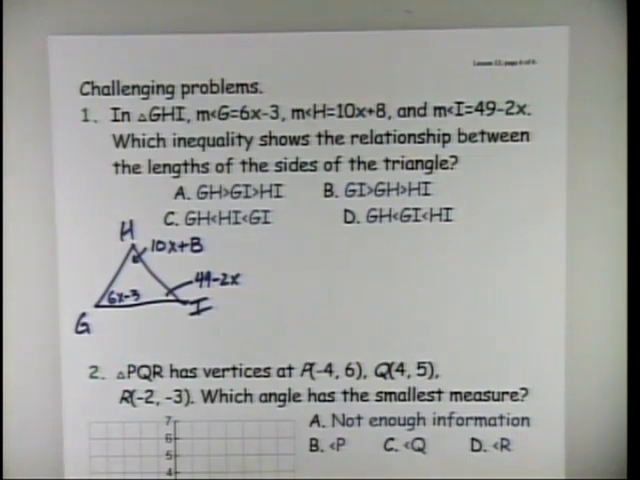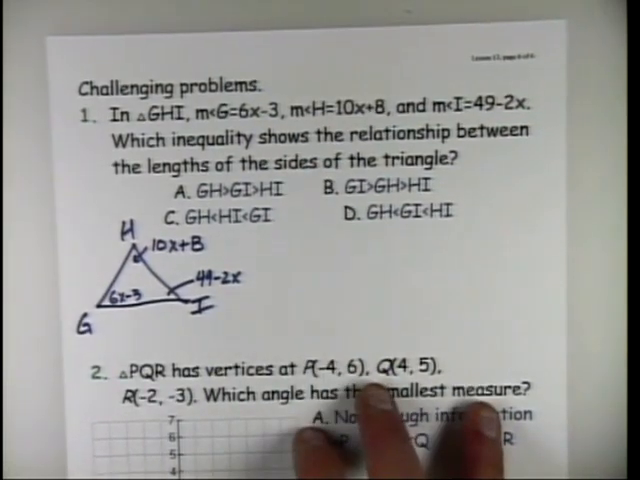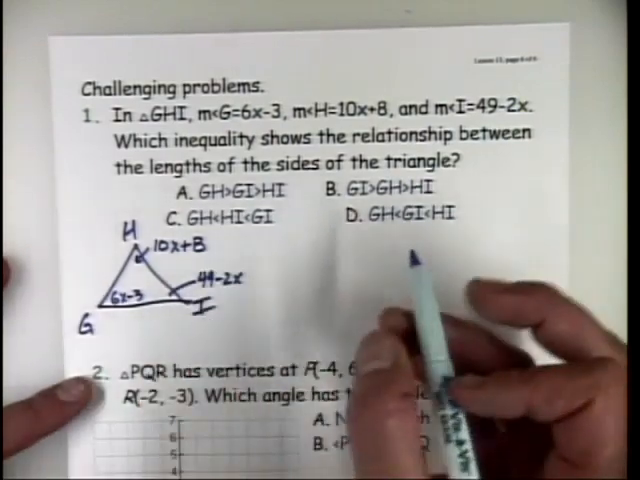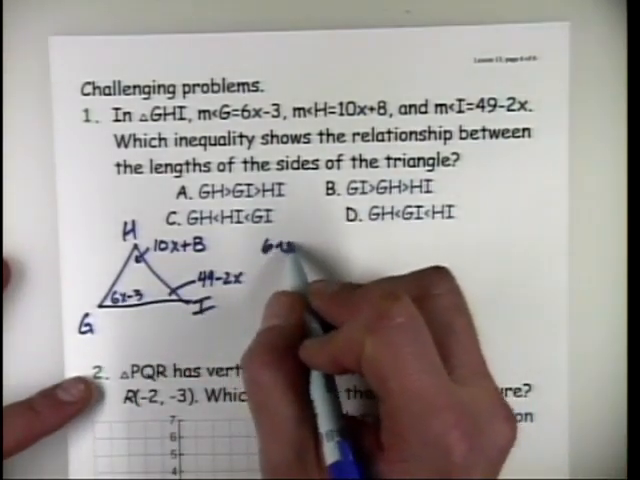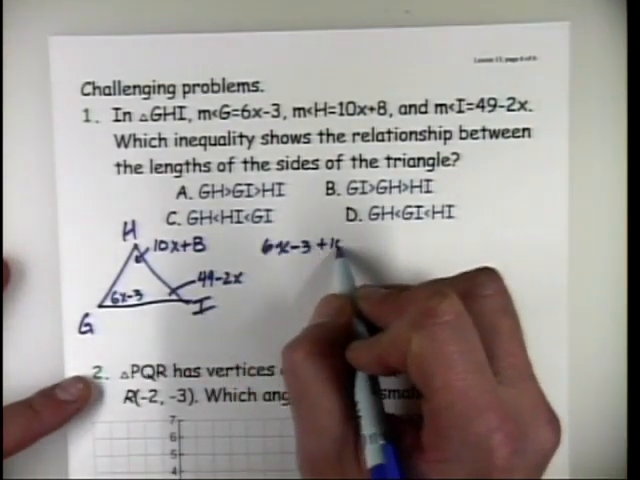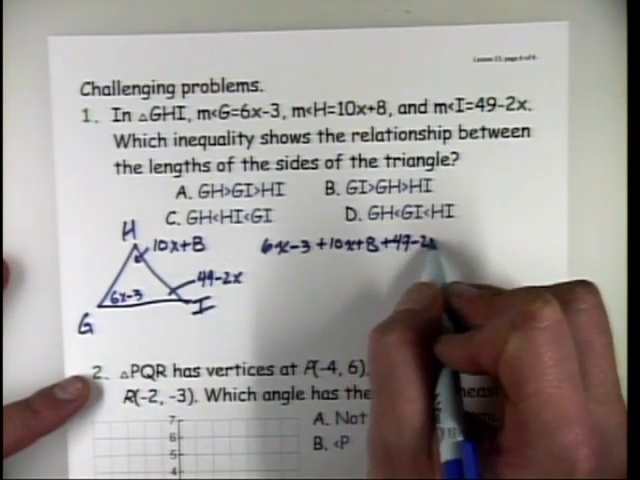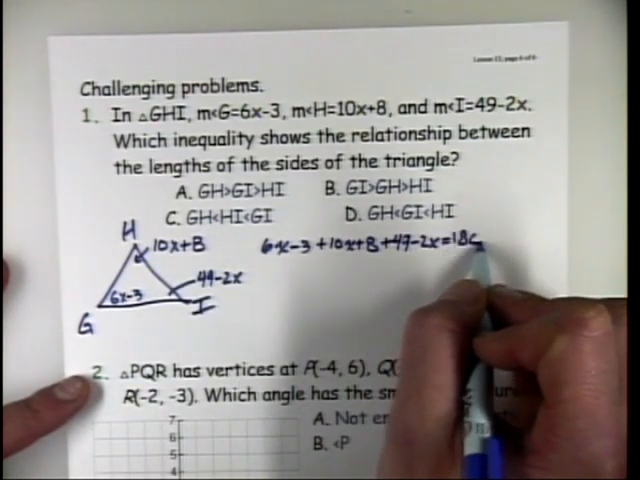Now, remember what we know about the sum of all the interior angles. They must add to 180. We have each of the angles in terms of a common variable, x. So with a little bit of algebra, I can create an algebraic equation. Starting with no particular angle, I know that 6x minus 3 plus the other angle, 10x plus 8, plus the last angle, 49 minus 2x, has to total 180.